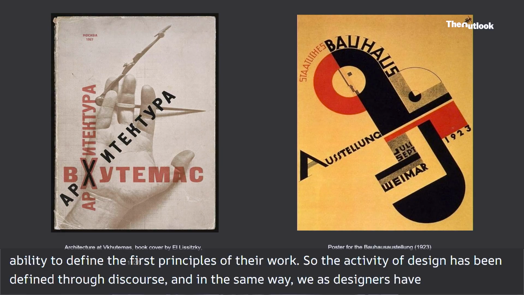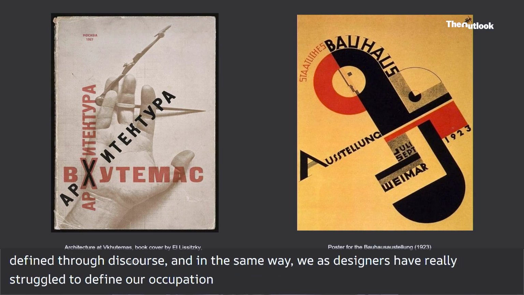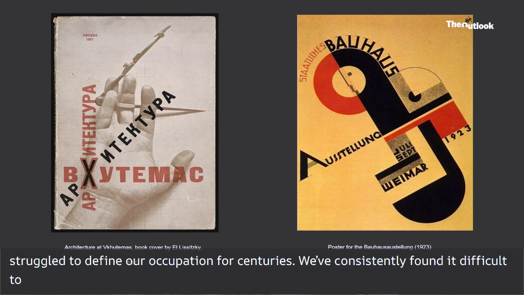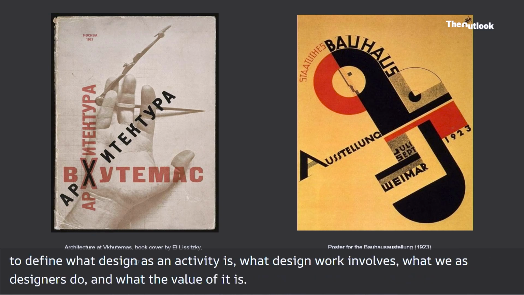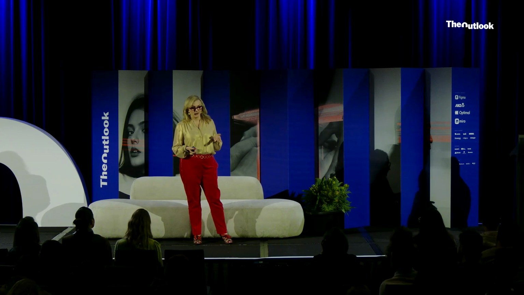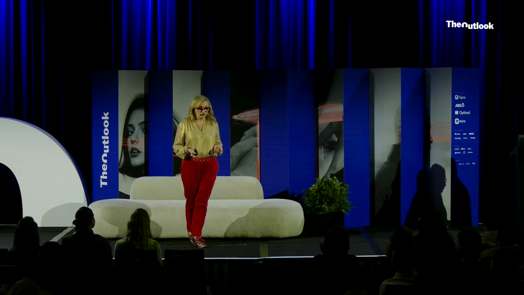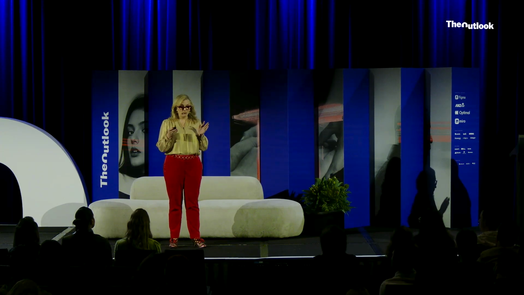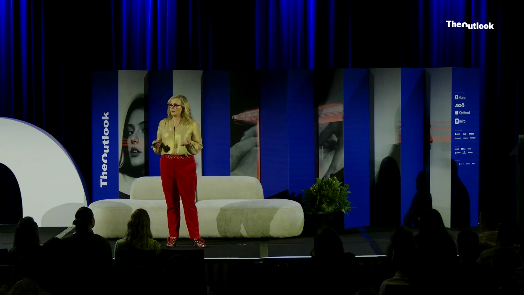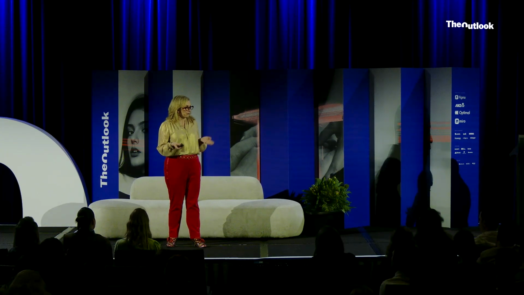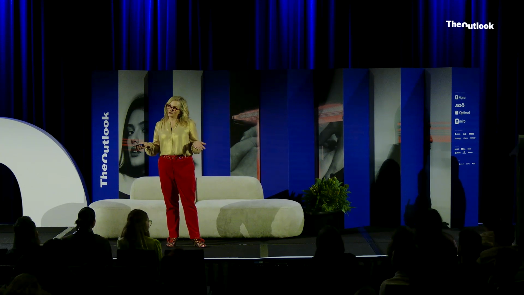We've consistently found it difficult to define what design as an activity is, what design work involves, what we as designers do, and what the value of it is, and come to an agreement on it. So it means we've consistently struggled for recognition of what we do. And when we fail to define design, we fail to strengthen who we are as a design community. Because I'm pretty sure if we're good at getting all of our stakeholders to come to consensus, maybe we could do the same thing ourselves.